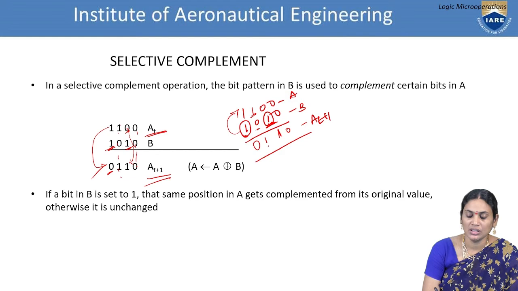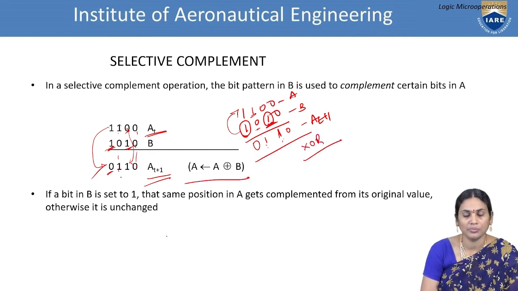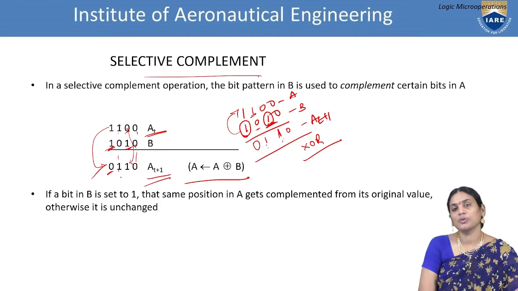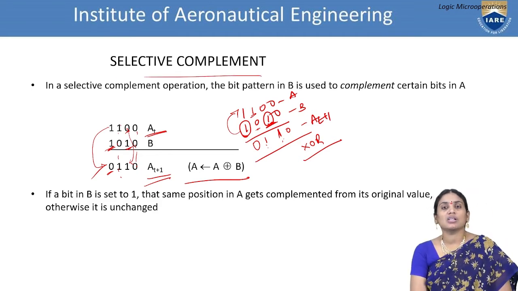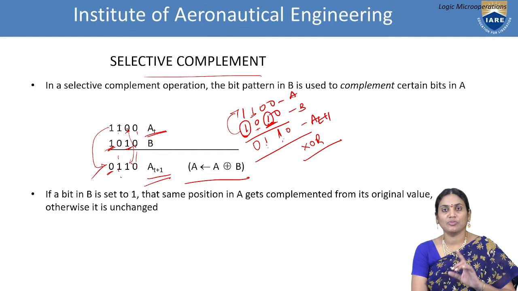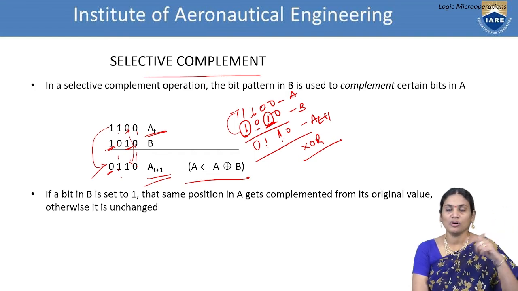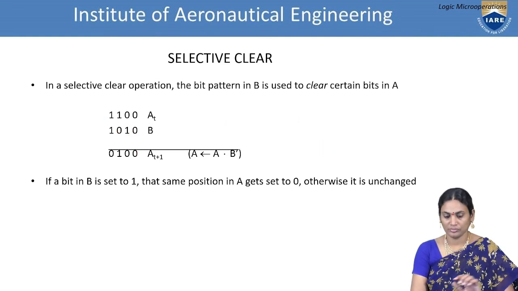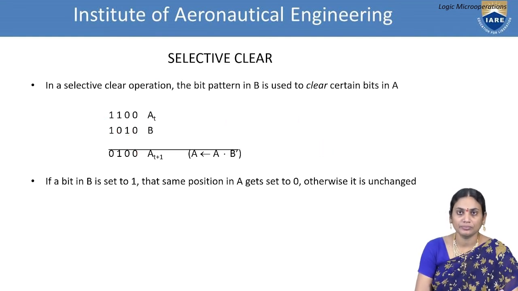If you observe this, whenever I find 1s in any of the positions, only that is getting affected, and the rest is the same. So we can have an exclusive OR operation. So this is a case of A XOR B. So the selective complement operation is performed only if the corresponding bit positions in B are found 1. The complement operation will be performed in A. So this is the way of performing the complement operation.